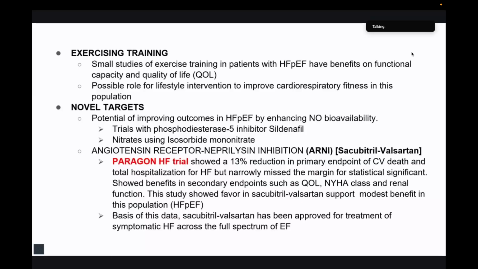Hence, because of this Paragon heart failure trial, sacubitril valsartan has been approved for treatment of symptomatic heart failure across the full spectrum of EF. So, the ARNI is not only limited to HFrEF and HF mid-range EF patients, but you can also give ARNIs in patients with HFpEF.